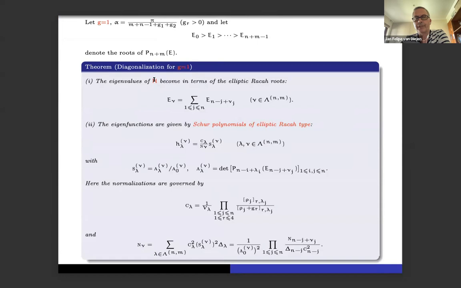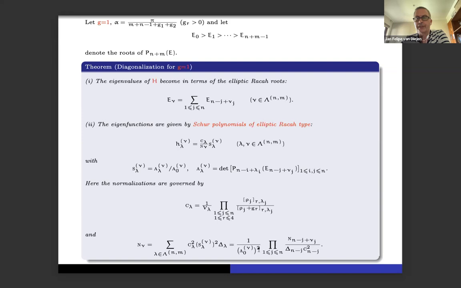And then you can express everything in terms of these roots. So the eigenvalues of the n particle Hamiltonian become just sums of these roots, and the eigenfunctions become Slater determinants, or if you like, Schur polynomials in the sense of Macdonald, the ninth variation of Schur polynomials associated to the elliptic Rakah polynomials. So it's basically a Slater determinant of elliptic Rakah polynomials evaluated on the spectrum, divided by a kind of wild denominator. And so here you again have an explicit formula for these eigenfunctions, explicit in terms of the roots of the elliptic Rakah polynomial of degree n plus m. So apart from this, you have to compute once and then everything else is explicit.